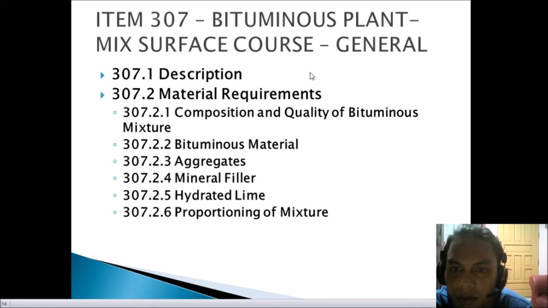307.2.6, proportion of mixtures. Bituminous material on the basis of totally dry aggregate shall be from 5 to 8 mass percent. The exact percent to be used shall be fixed by the engineer in accordance.